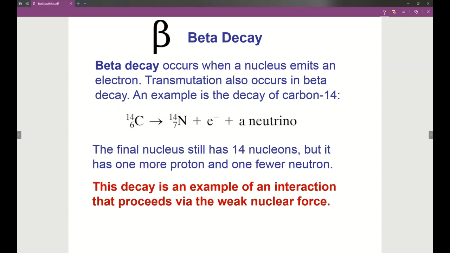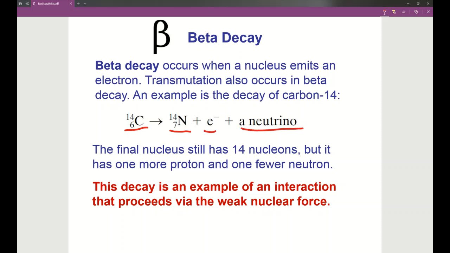So let's move on and talk about beta decay. Now this one is a bit of a lengthy one, but just stick with me, we'll get through it. Beta decay occurs when a nucleus emits an electron. So transmutation also occurs in beta decay. As we can see, this carbon-14 is being turned into nitrogen-14, and it emits one electron and a neutrino, which we're going to talk about in a little bit.